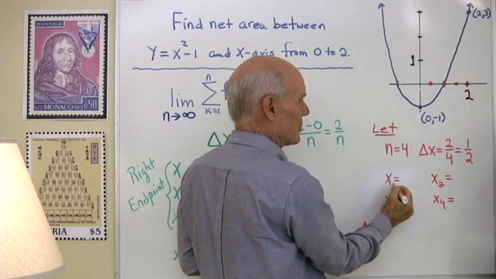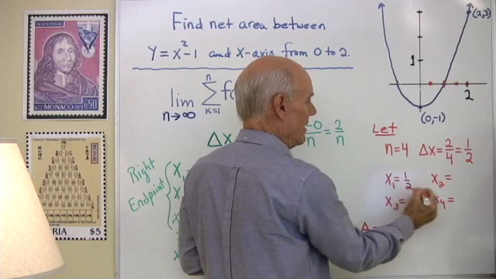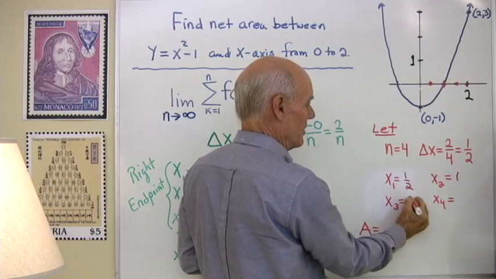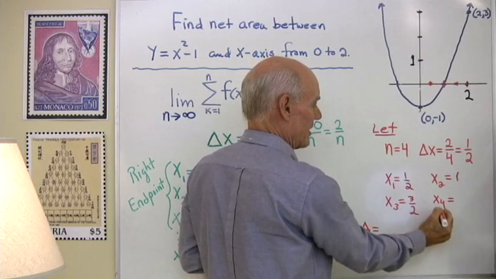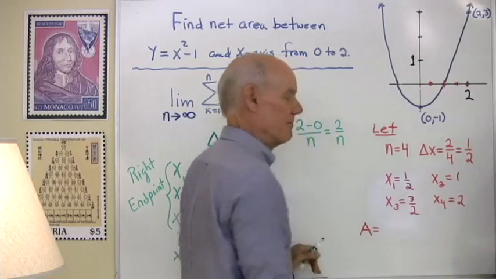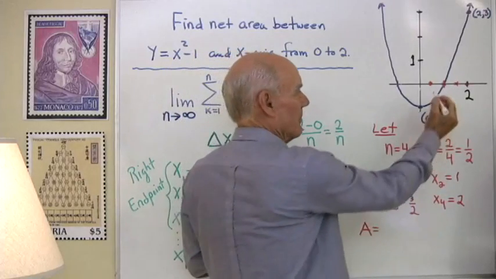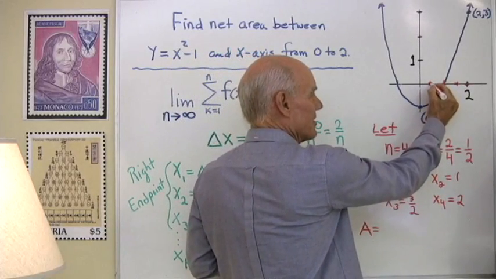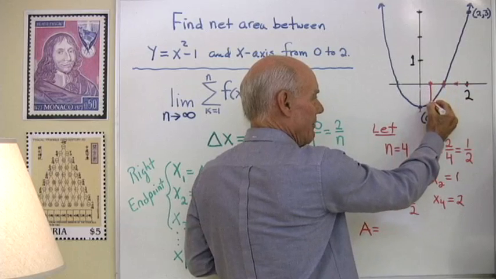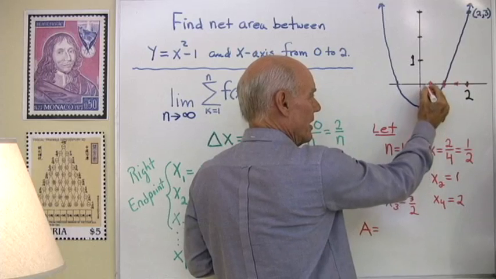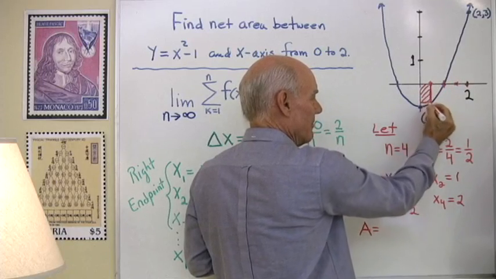So x sub 1 is going to be 1/2, x sub 2 is going to be 1, x sub 3 is going to be 3/2, and x sub 4 is going to be equal to 2. How do I go about finding the area of each of those little rectangles? I take x1 and find f of x1, so I just go down to the curve and over, and I find this area right here.